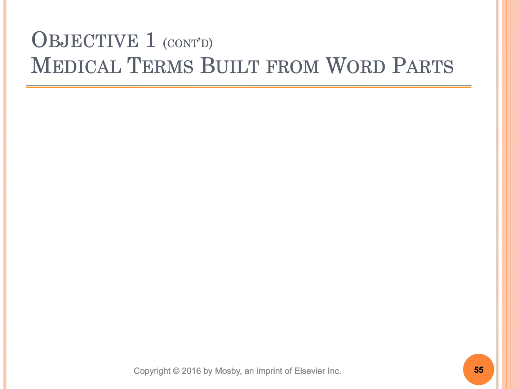The book also has a couple others. It has sub, which we've seen before, which means below or under for a prefix. And then also a or an, which means absence of or without. And then dis, which is difficult, painful, or abnormal. Okay, let's look at some terms built from word parts.